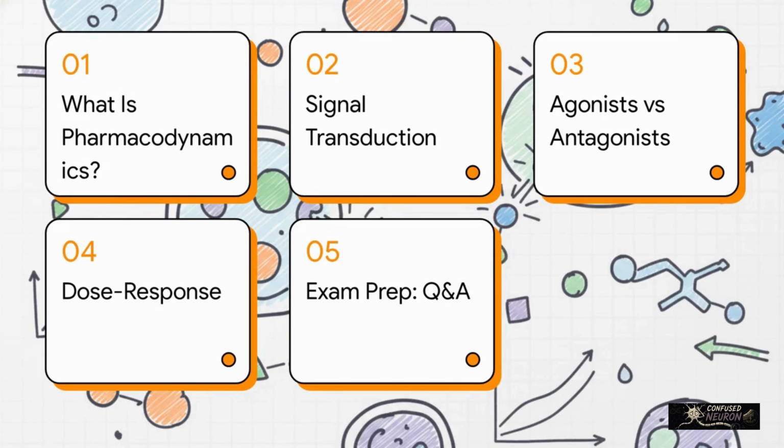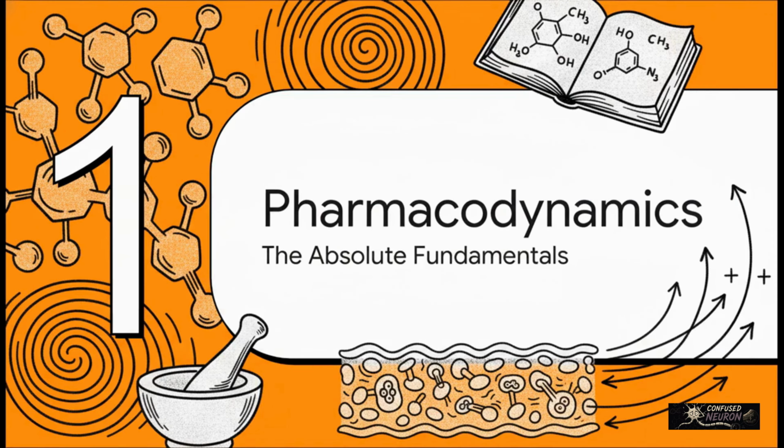So here's our game plan for today's explainer. 1. What is pharmacodynamics? 2. Receptors and signal transduction. 3. Agonists versus antagonists. 4. Dose-response relationships. And finally, 5. We'll wrap up with some active recall exam prep Q&A. All right, let's jump right into Section 1.